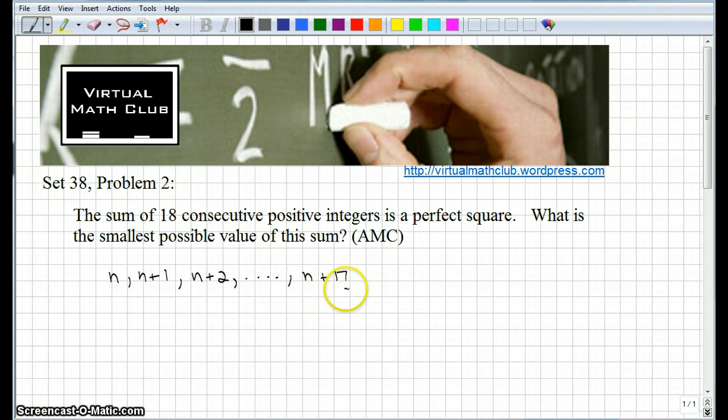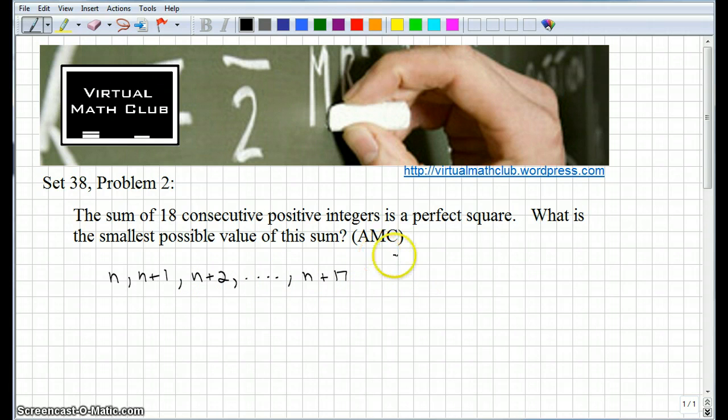And we're told that the sum is a perfect square. So what does the sum of that look like? Now, we're going to have 18 n's, right? And then we're going to have the sum of 1, 2, 3, all the way up to 17.